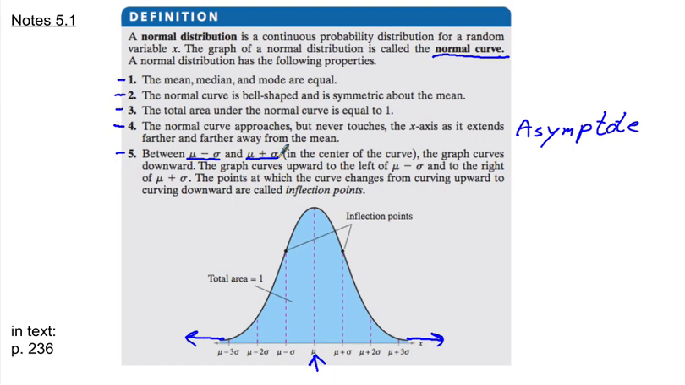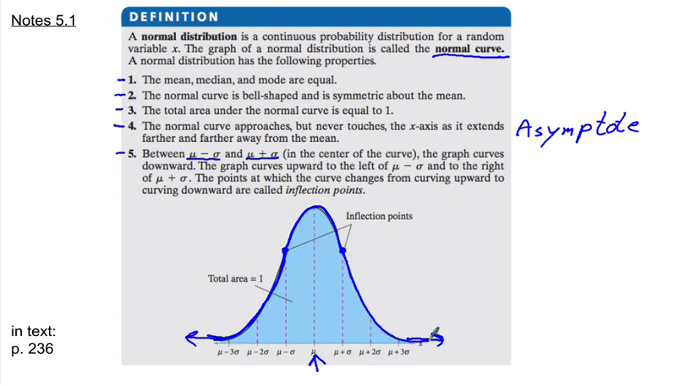Right? So the point at which the curve changes, curving upward and downward, we call those inflection points. So out here, the normal curve is rapidly increasing, and then it slows down to this point where it stops increasing its rate of change, and down here it starts to increase its rate of change again.